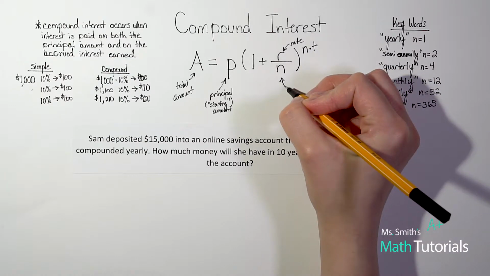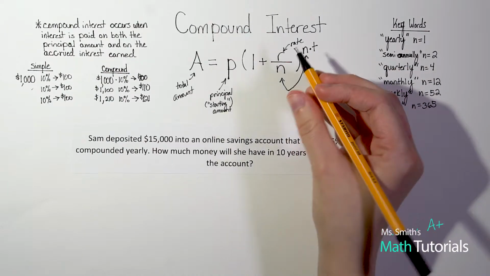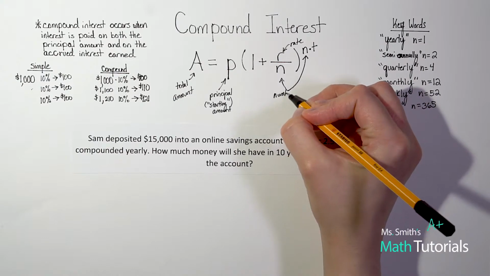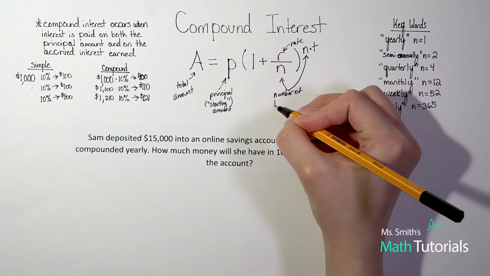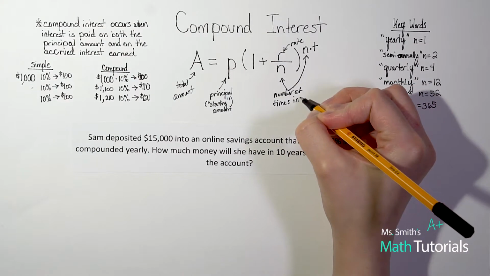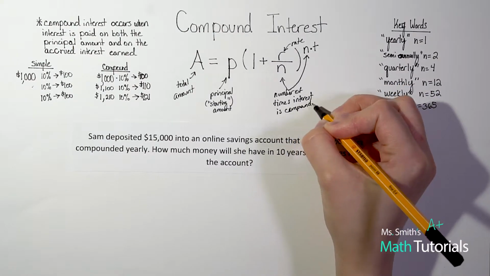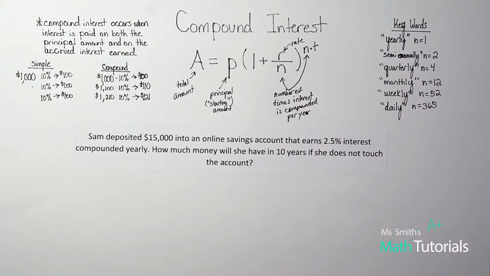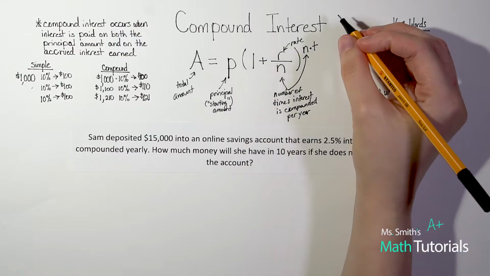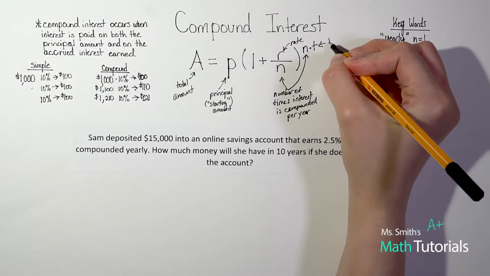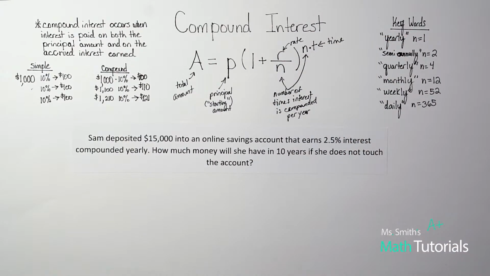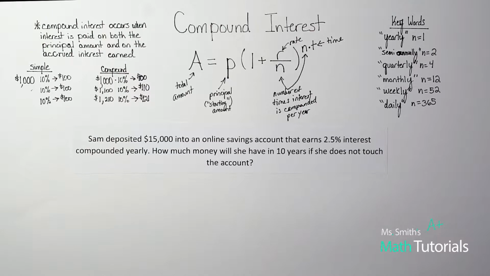So both of these N's represent the number of times interest is compounded per year. Okay, and we'll look at kind of how that looks in just a second. And then our last part, our T is time. Okay, so a couple key words that we're going to see in these word problems.